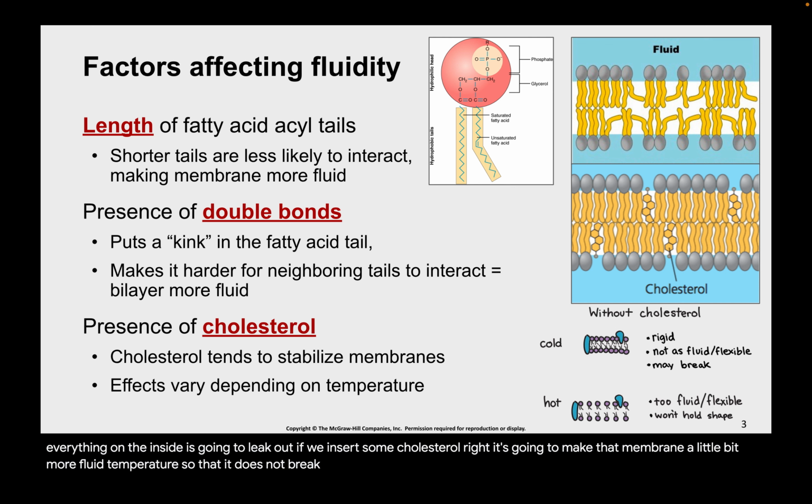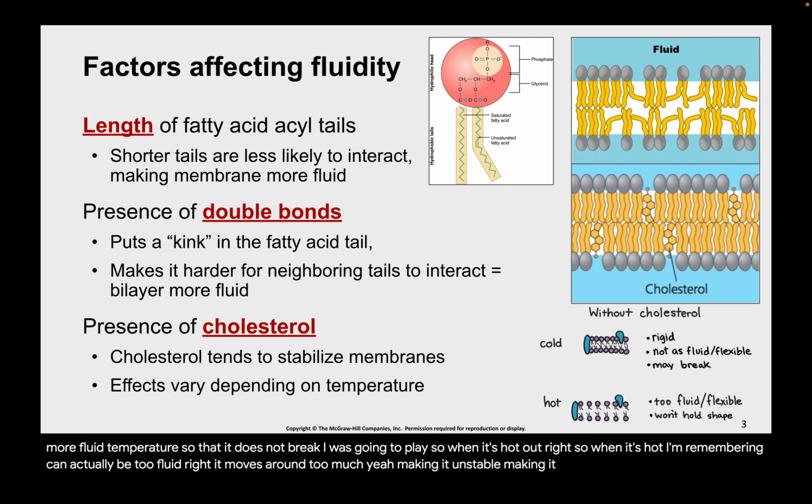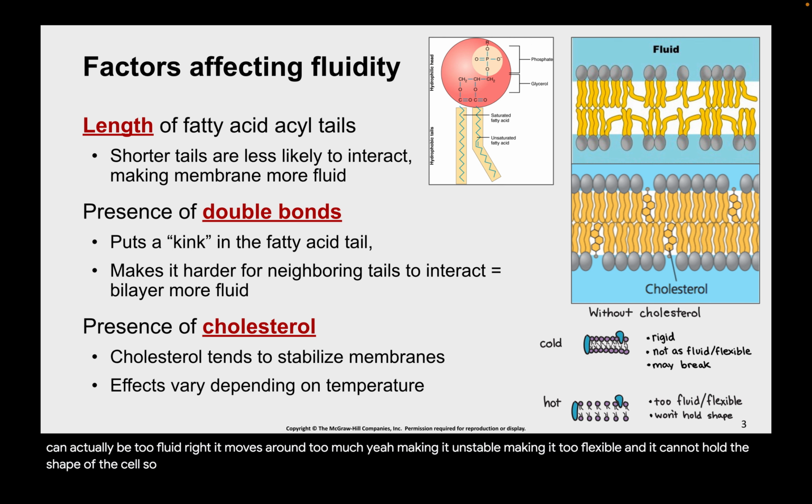The opposite applies for when it's hot out. So when it's hot, a membrane can actually be too fluid. It moves around too much, again making it unstable, making it too flexible, and it cannot hold the shape of the cell. So again, we're going to insert cholesterol to stabilize that membrane and make it a little bit more rigid. So cholesterol is stabilizing, and its effects depend on the temperature.